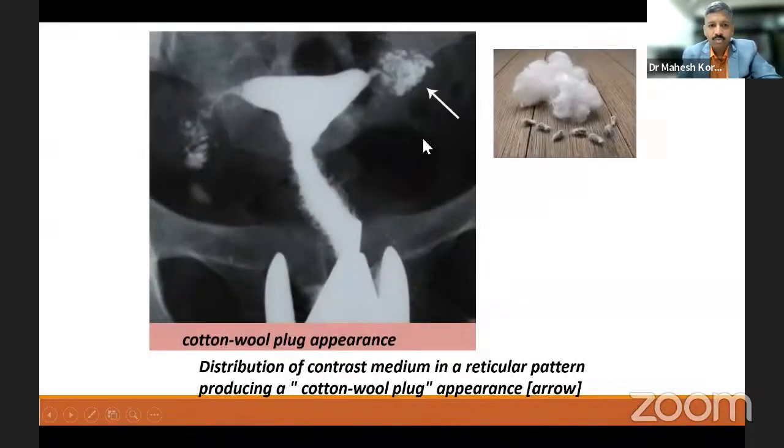And this is a cotton wool plug. When the contrast medium is injected, it is distributed like a small cotton reticular pattern, which looks like a cotton plug. So that's why it's called a cotton wool plug. It's again one of the characteristic features of tuberculosis. You must have seen many HSGs like this, but yes, these are the ones which are defining.